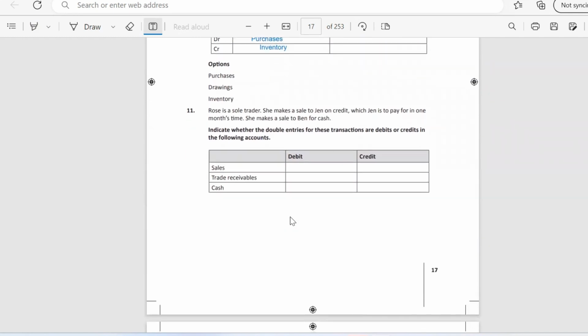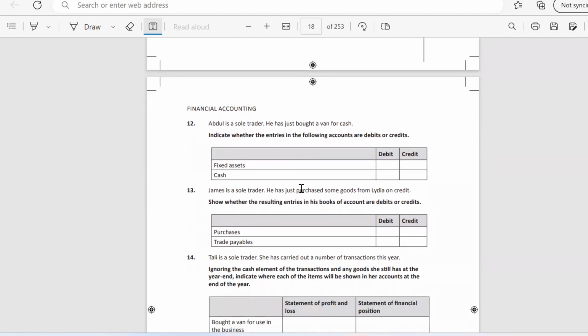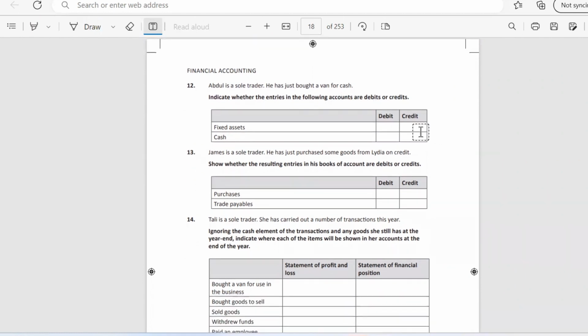Next question. Rose is a sole trader. She makes a sale to Jane on credit, which Jane is to pay for in 1 month's time. She makes a sale to Ben for cash. So what would be the entries? We put sales for credit and debit for trade receivables and also debit for cash. Next question. He is also a sole trader and he has just bought a van for cash. So we use fixed asset for debit and cash for credit.